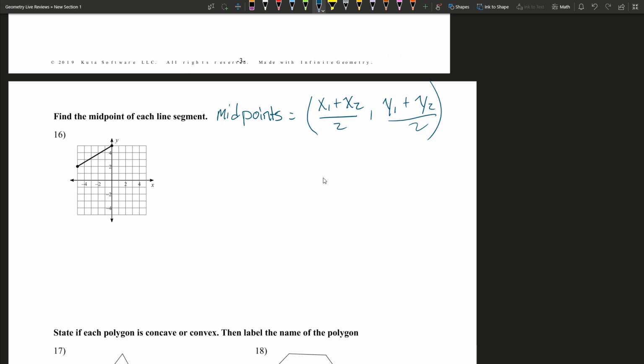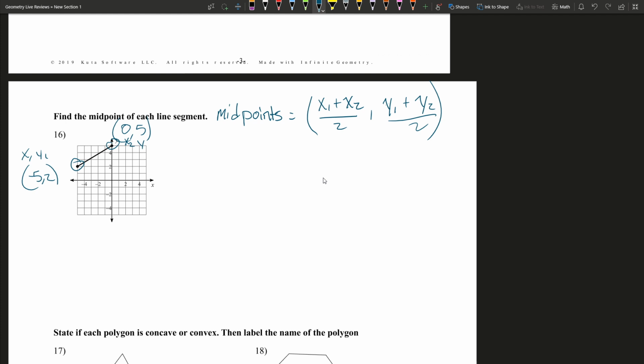All right, so again, the first thing you have to do is to get these points. So this is negative 5, comma 2. And this is 0, comma 5. All right, so negative 5, 2 can be our x1, y1. 0, 5 can be our x2, y2. And then we just plug it in.